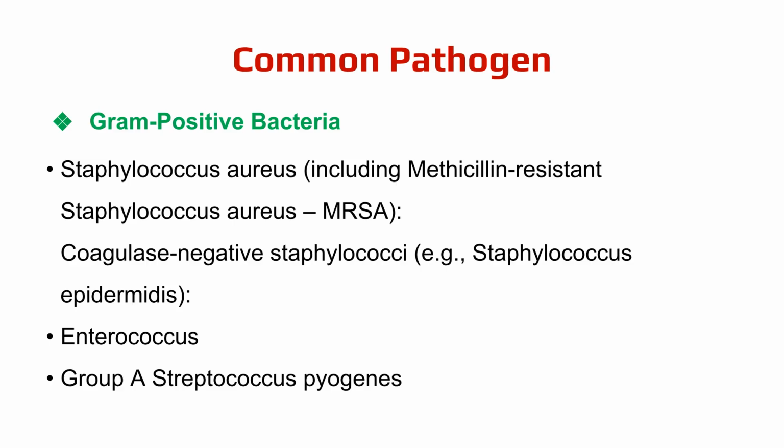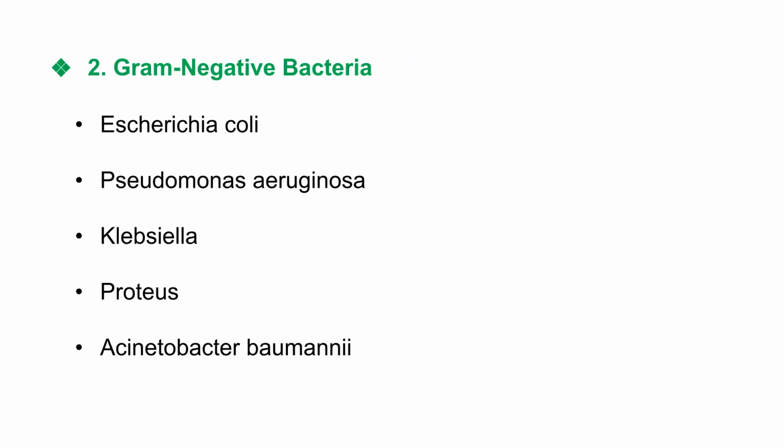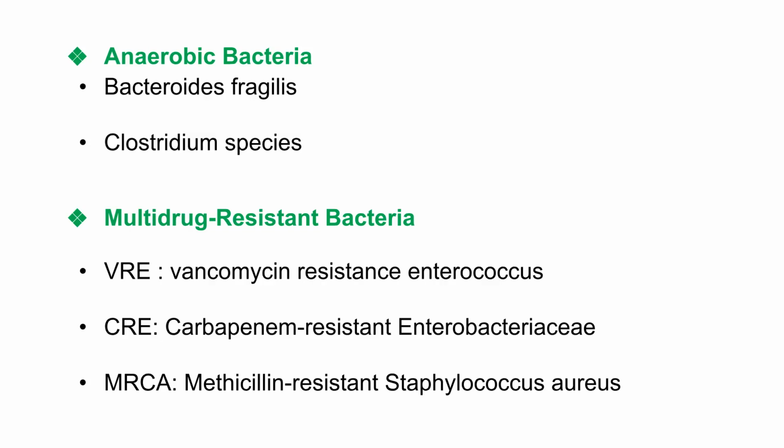Common gram-positive bacteria pathogens include Staphylococcus aureus, including MRSA, coagulase-negative Staphylococci, Enterococcus, and Group A Streptococcus pyogenes. Common gram-negative bacteria pathogens include Escherichia coli, Pseudomonas aeruginosa, Klebsiella, Proteus, and Acinetobacter baumannii. Anaerobic bacteria include Bacteroides fragilis and Clostridium species. Multi-drug-resistant bacteria include VRE, CRE, and MRSA.